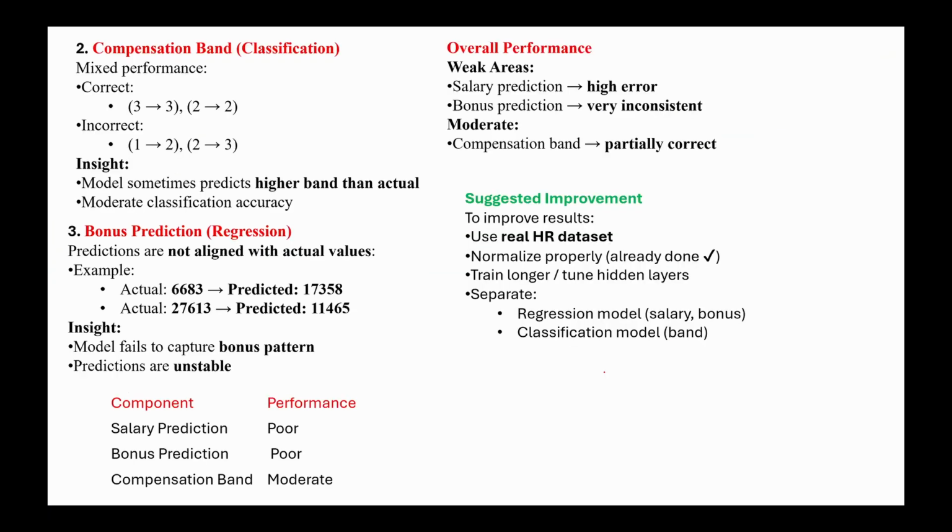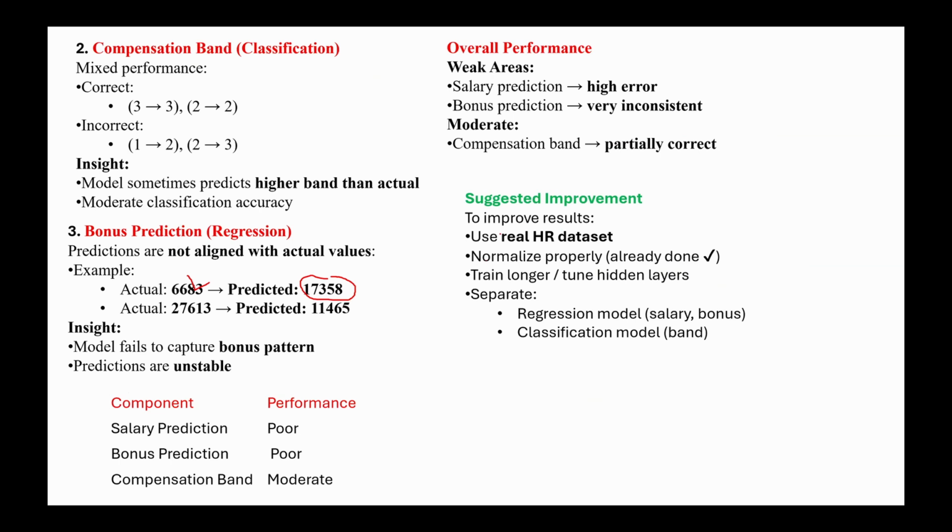Coming to the compensation band, how the analysis is done. Correctly, like identifiers, the model sometimes predicts a higher band than the actual. Bonus prediction is a regression. Actually, 6683 prediction is too much high, right? Too much high. And similarly, the predictions are unstable in case of my previous running of the program, right?